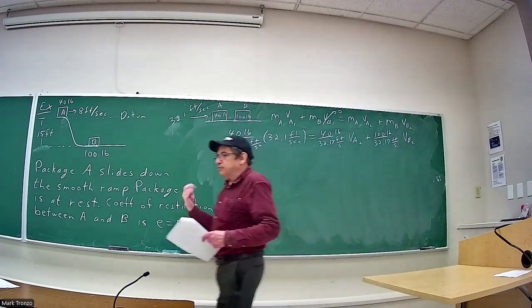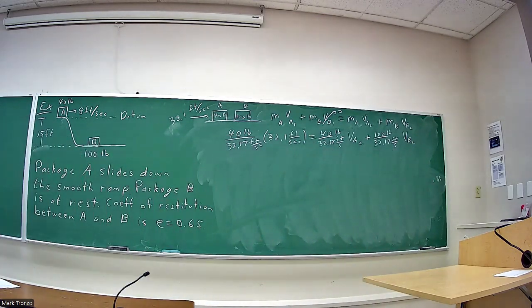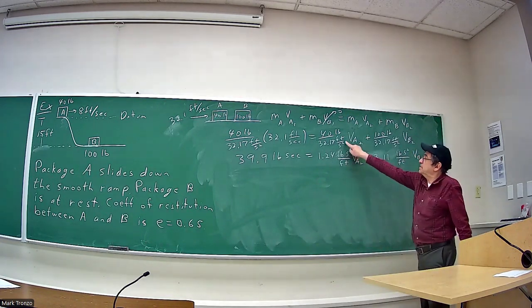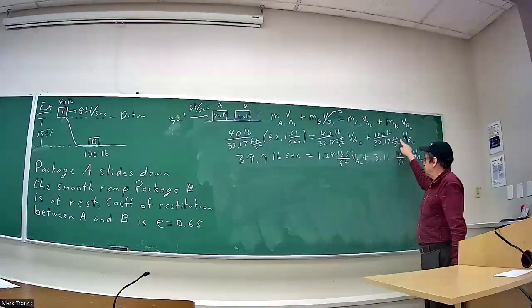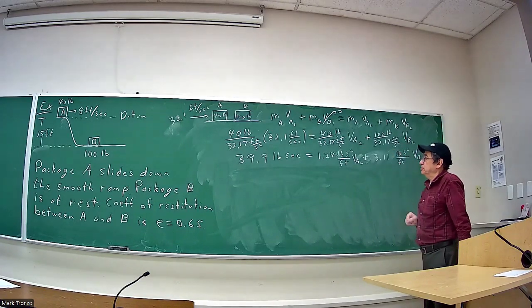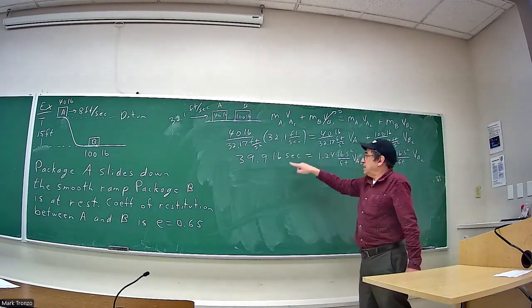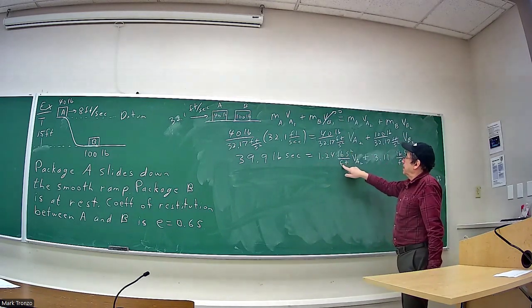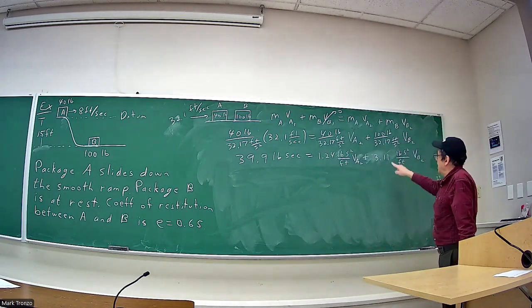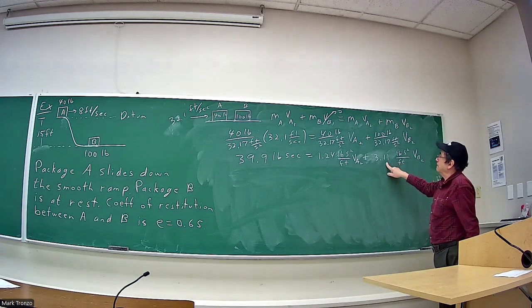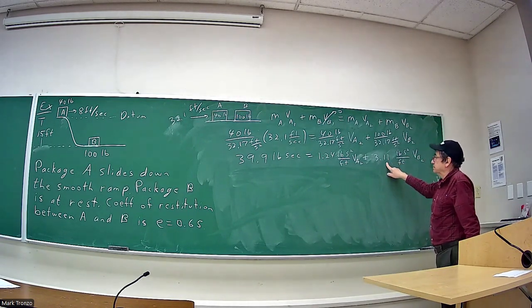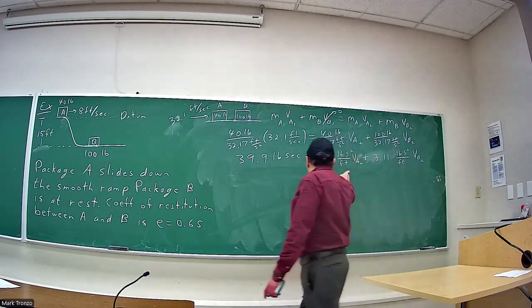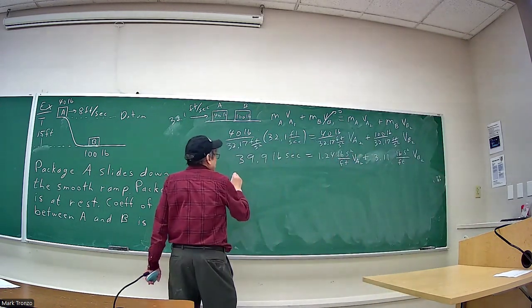So once again, we're going to have to reduce this to the point where we have A in terms of B or B in terms of A. I'll fix this up here. This should have been feet per second squared. Now, if we work this out, we get 39.9, then 1.24, and here we get around 3.11. And now let's solve for VA2.